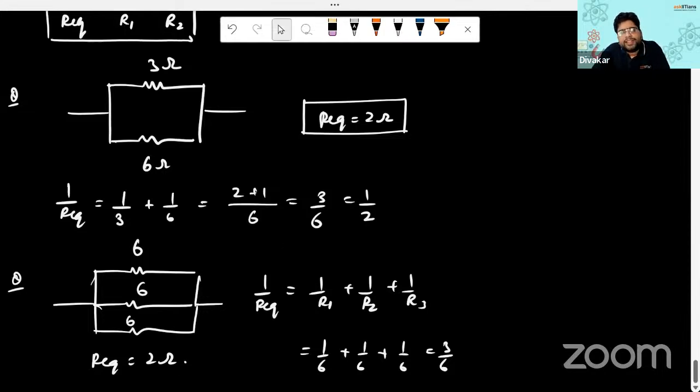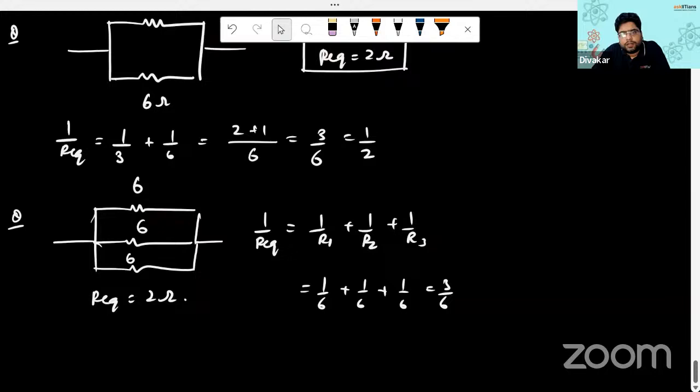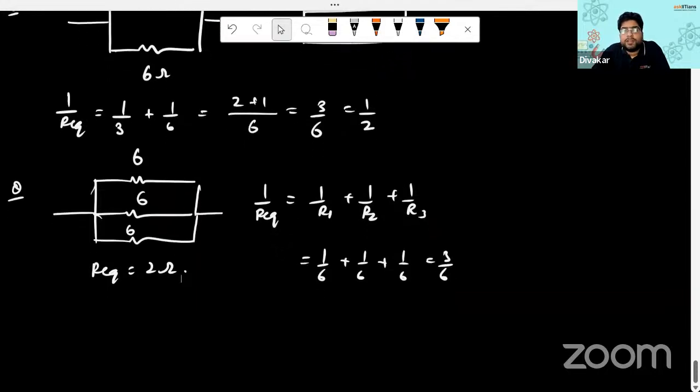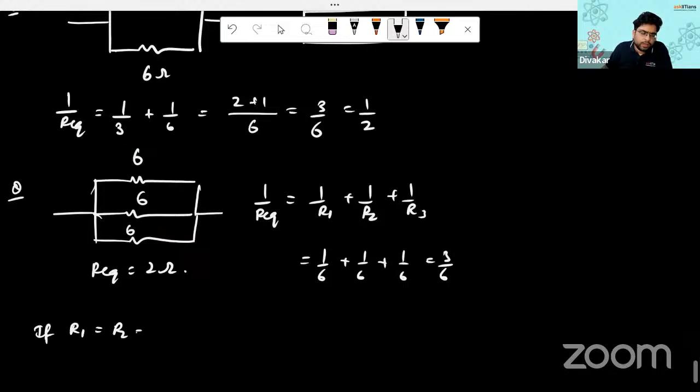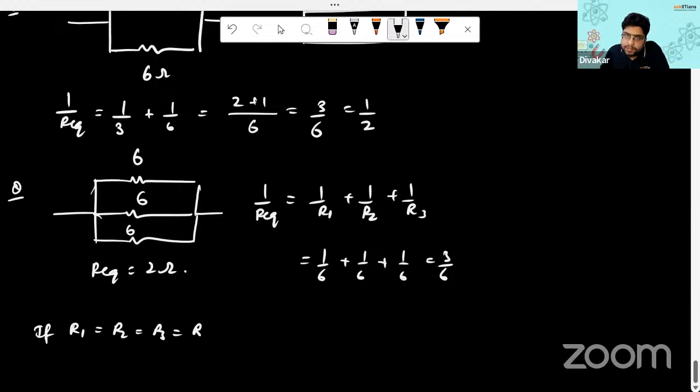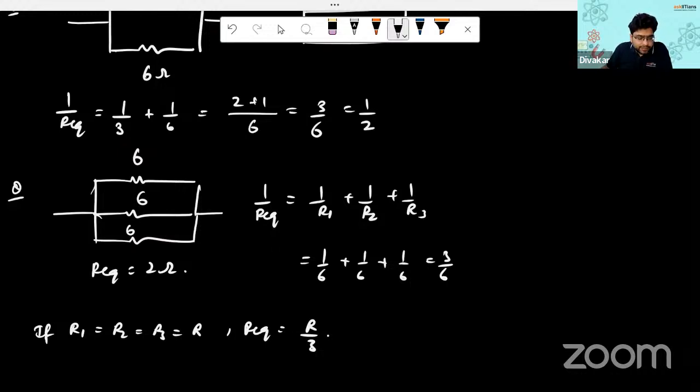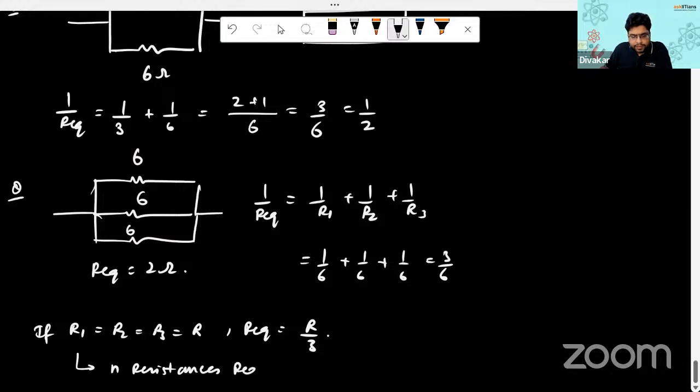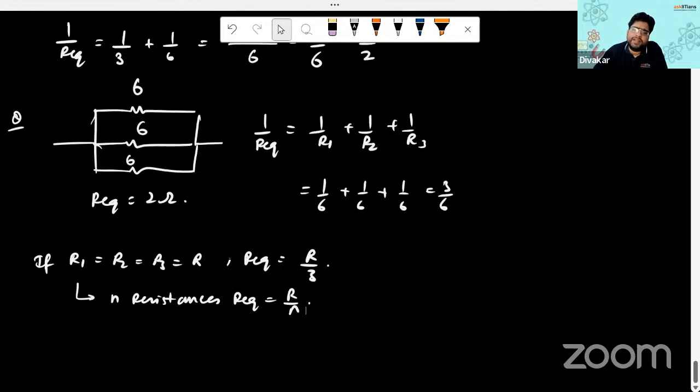Now, if you remember a trick here, it will make your calculations very simple. And that is if you have the same resistances. So if R1 is equal to R2 is equal to R3 is equal to R, then R equivalent simply can be written as R by 3 if there are 3 resistances. If there are 10, then R by 10. And if there are n resistances, then R equivalent can be written as R by n. So this way you don't have to do that 1 by R1 plus 1 by R2 plus 1 by R3 again and again. You can simply divide it and get the answer.